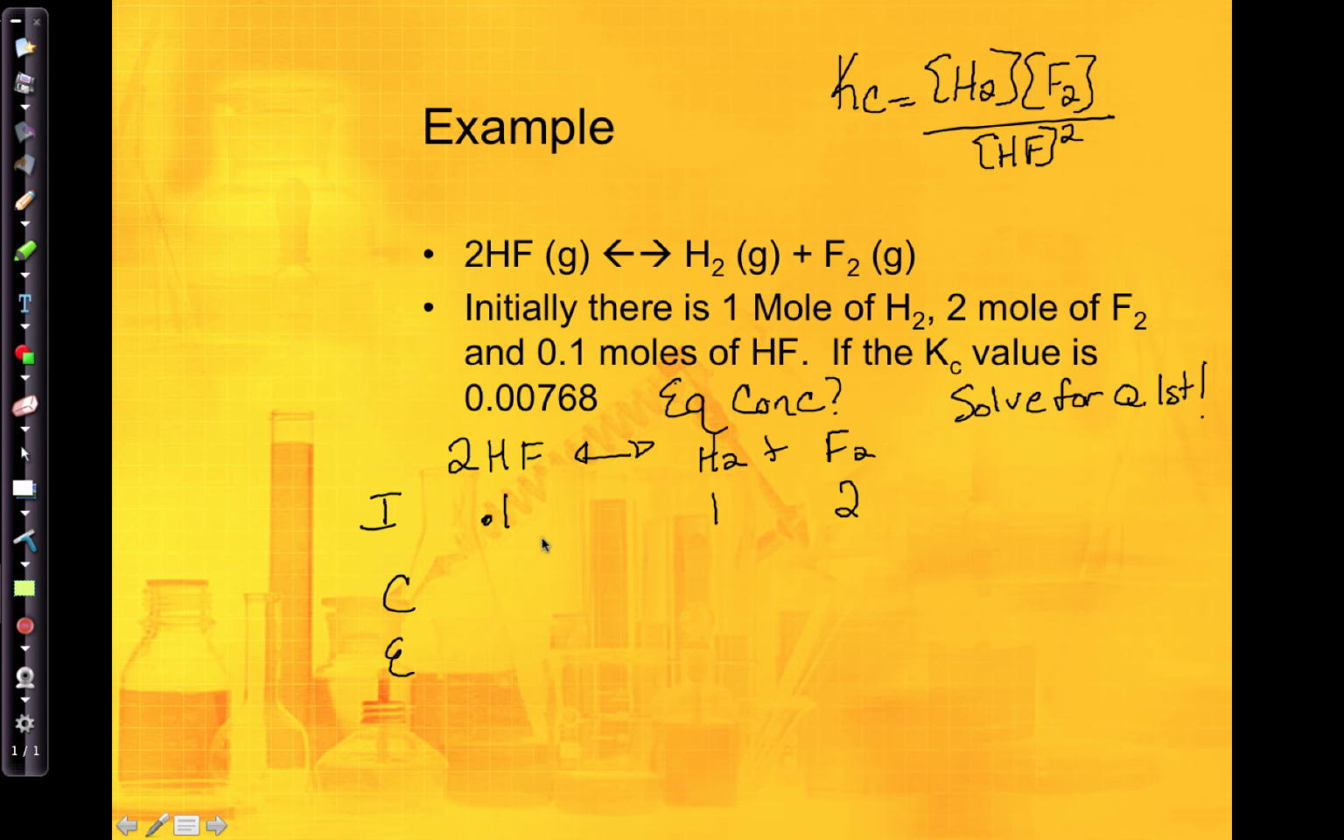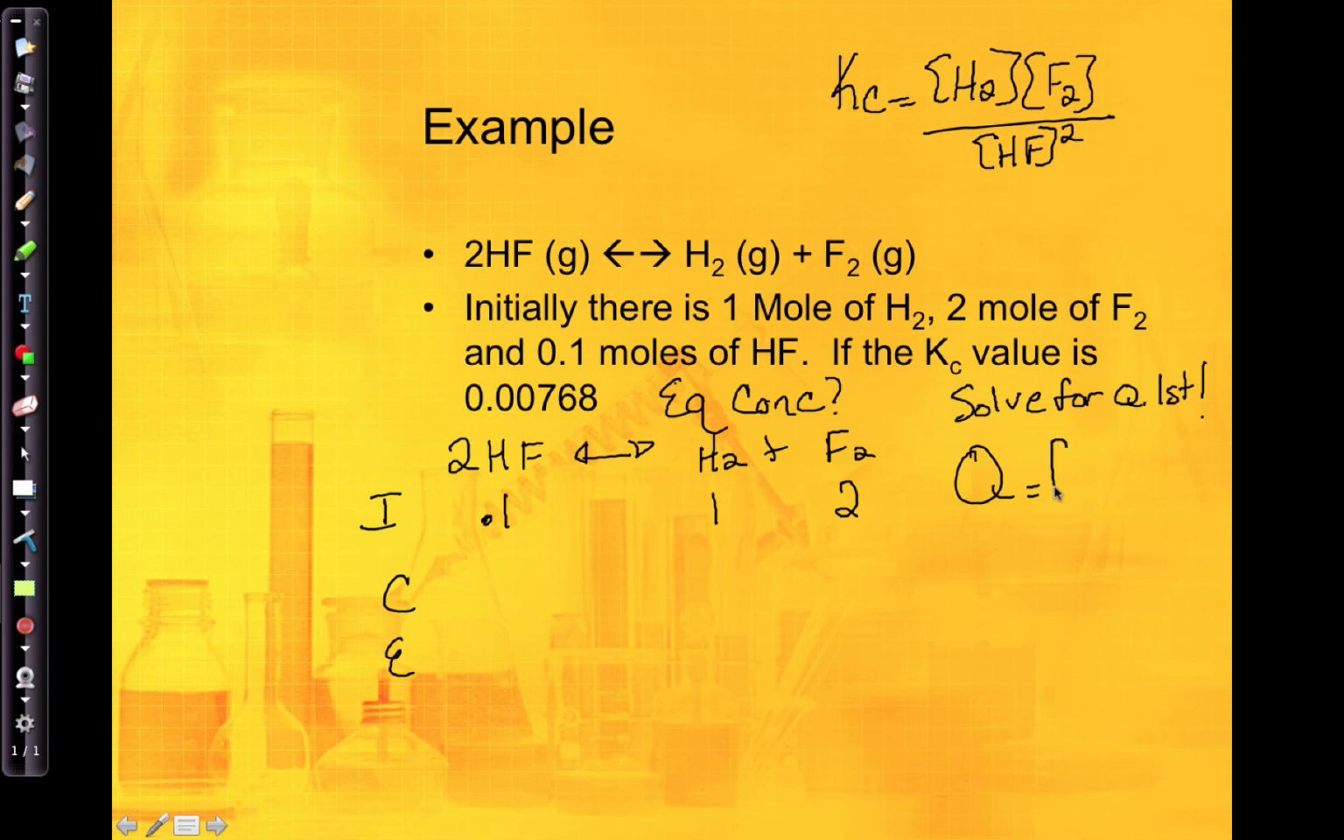Before you move any further on your ice table, solve for Q. Remember, Q is the reaction quotient, so this is the concentrations of the products divided by the concentrations of the reactants at any time during the reaction. I'm going to start with this, and I need to see which way the reaction is going to shift. Am I going to be making products, or am I going to be making reactants?